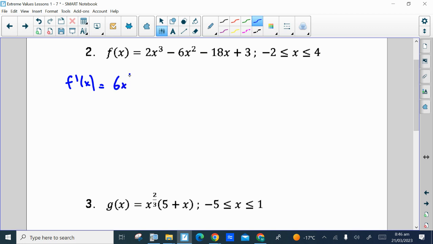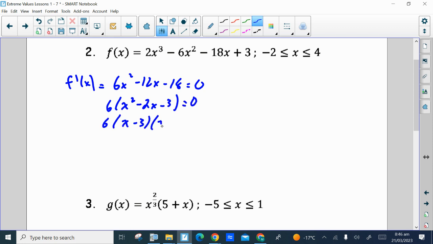Which would be 6x squared minus 12x minus 18. And the critical numbers come when that equals 0, common factor of 6. And then factoring the quadratic, that remains. Our critical numbers are at 3 and negative 1.